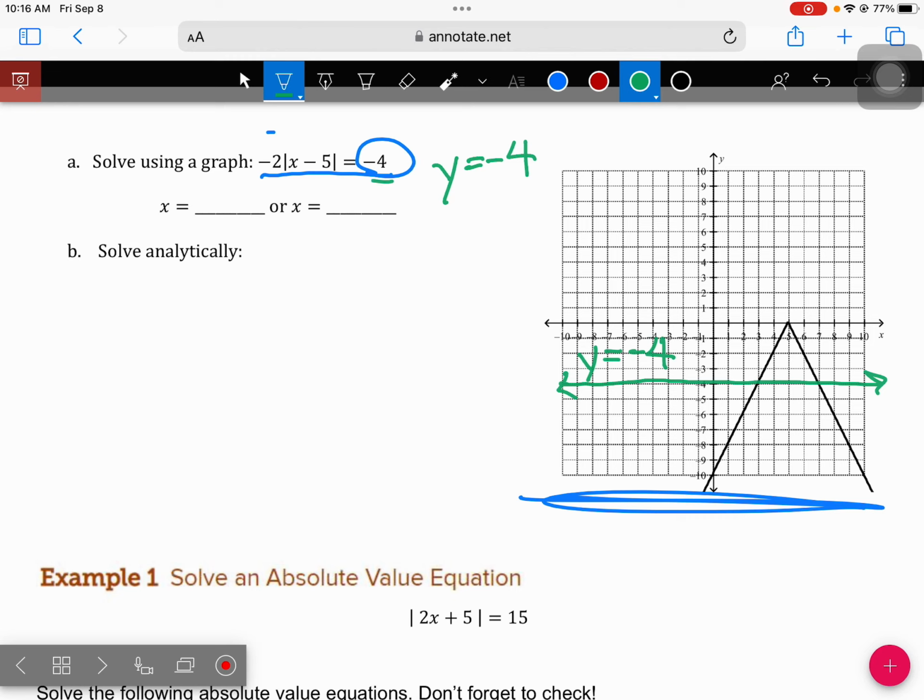So this is y equals -4. Okay. So you set it equal to that y value, that horizontal line. And then where that graph crosses that horizontal line, we need to look for the x values because we're solving for x. So in this case, the x value of that point right there is 3. And for this point, it is 7. So our answer here is x equals 3, x equals 7.